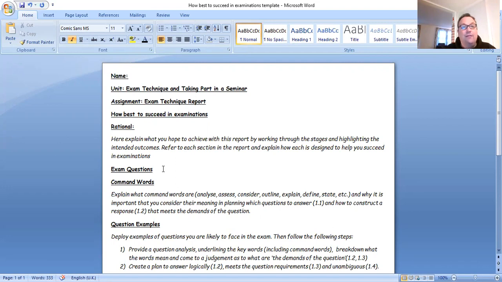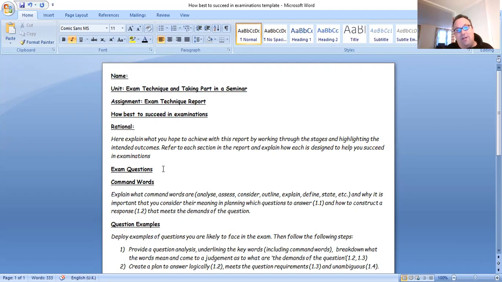Okay, so clearly headed and labelled at the top, and the piece is entitled How Best to Succeed in the Examination. So think of each section as an answer to the question of how best to succeed. So the rationale, which is the reason for writing the report, which is typical, the start of an academic report. As it says, explain what you're doing and why.